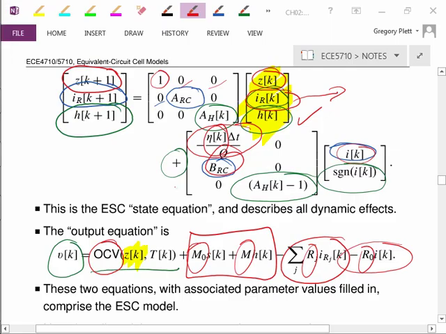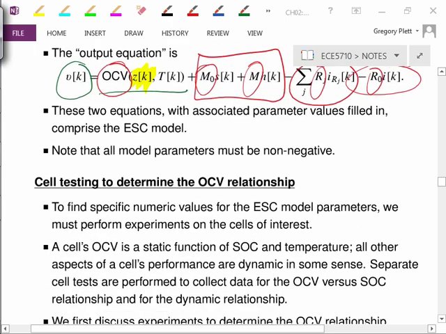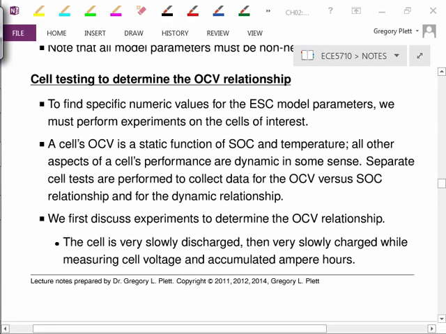tuned or found or measured or estimated from a real cell using some process. And for the remainder of this chapter, our focus is going to be on how do we find those values. And we're first going to look at how do I find the open circuit voltage relationship of this cell.